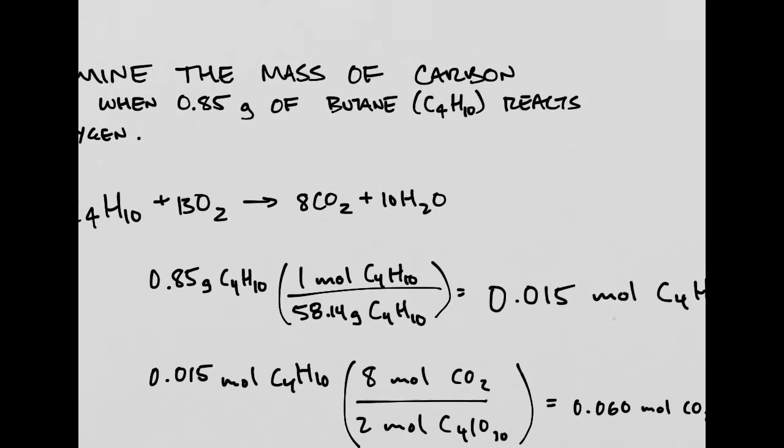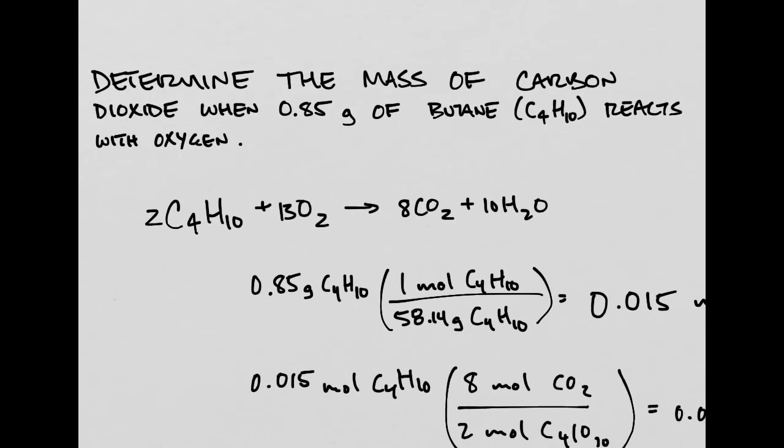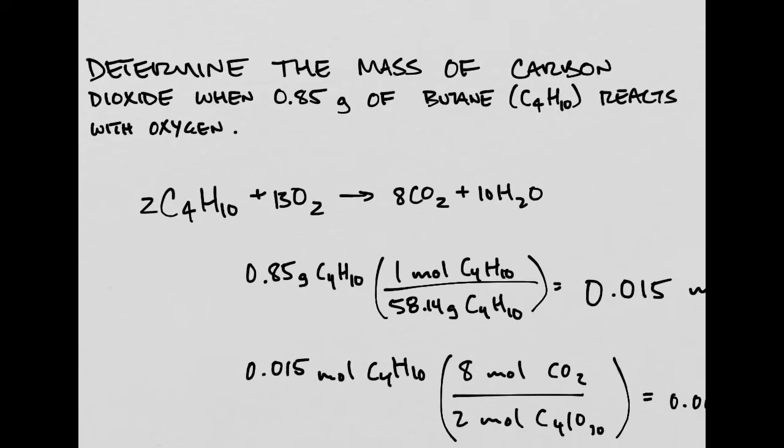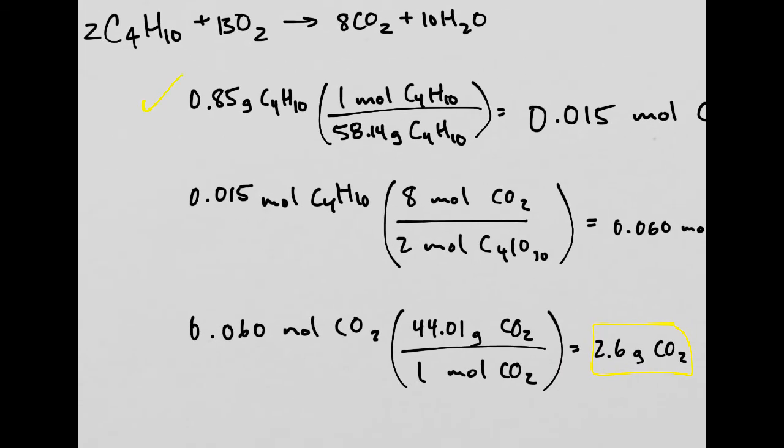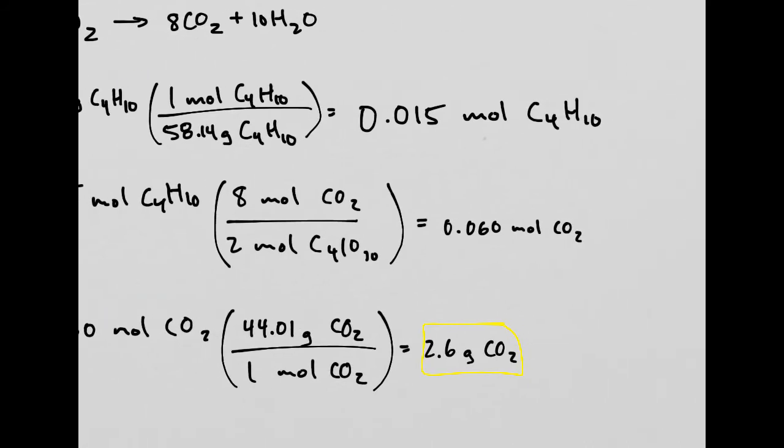Again, it asked what's the mass of carbon dioxide when you burn 0.85 grams of butane. You go through these 3 different steps, and that's going to give you your final answer. Okay, let's do a similar thing, but instead of doing mass to mass, we're going to go mass to volume, or volume to mass.